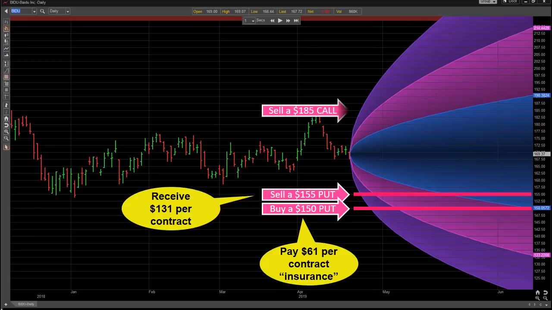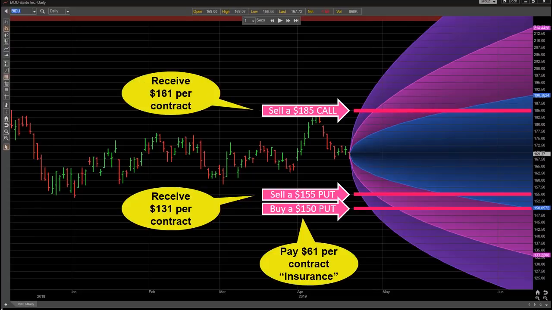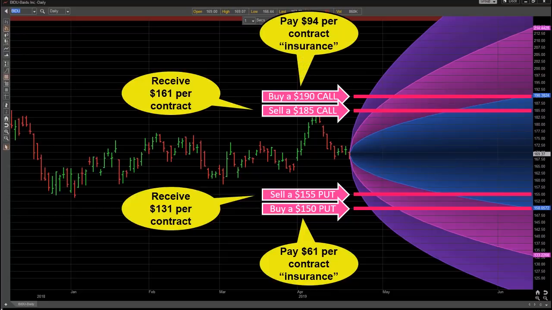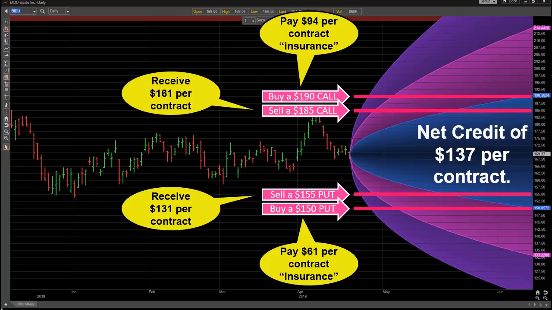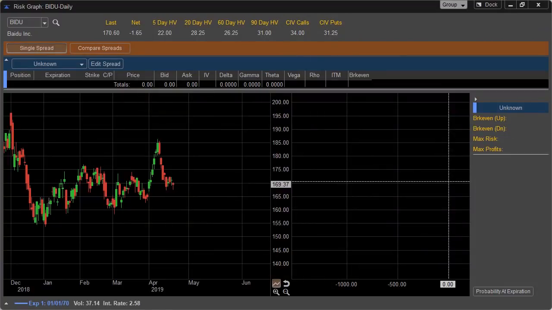On the other side, sell this low probability call and receive $161 per contract, and at the same time, buy this call as insurance and spend $94 per contract. All in all, giving you a net credit of $137 per contract. Now, if you did 10 contracts, that would be a net credit of $1,370. Here's a look at what it would look like on a risk graph.